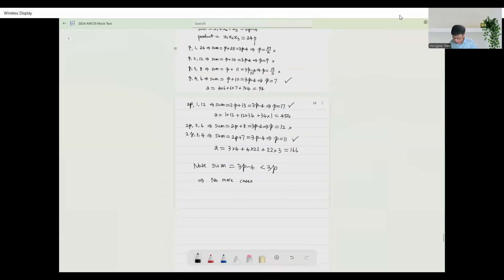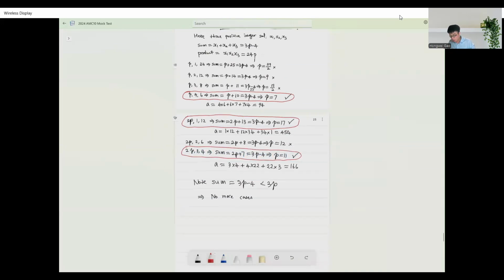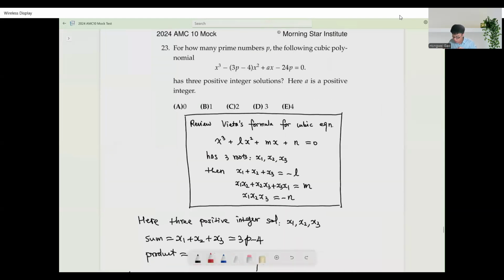So here we have three cases. p equals 7, a equals 94; p equals 17, a equals 454; and p equals 11, a equals 166. So the answer to this question is 3. Here are 3 such p's.